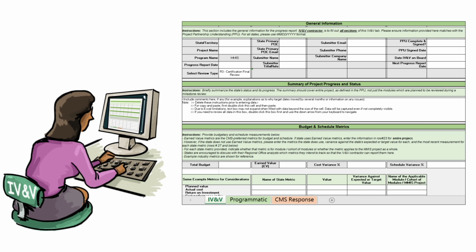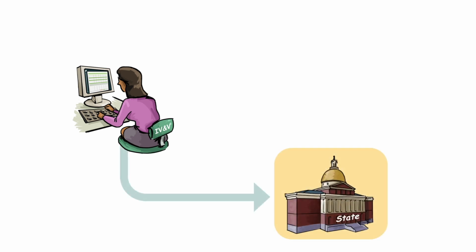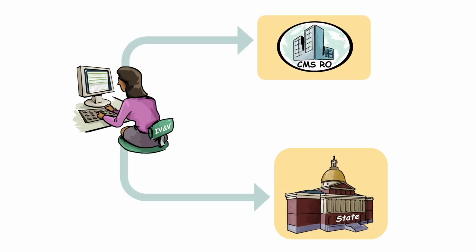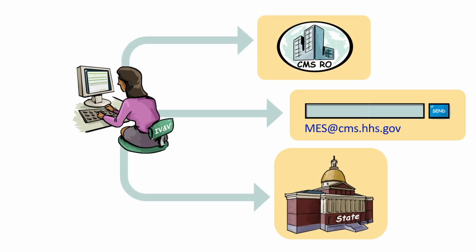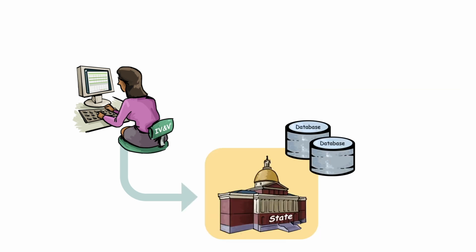Even if a state is using multiple development vendors, the IV&V contractor only prepares a single report that covers all modules. The IV&V contractor then submits the report and checklist simultaneously to the state, to the CMSRO, and to the CMS certification email address. When the state receives the checklist from the IV&V contractor, it should save them in the state repository as new versions.